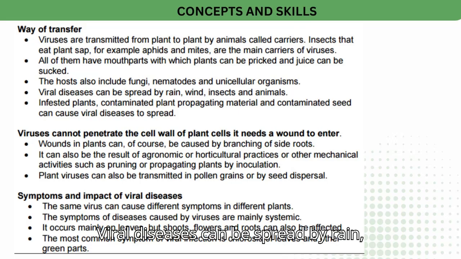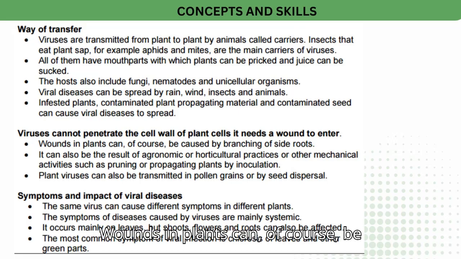Viral diseases can be spread by rain, wind, insects, and animals. Infested plants, contaminated plant propagating material and contaminated seed can cause viral diseases to spread. Viruses cannot penetrate the cell wall of plant cells. It needs a wound to enter.